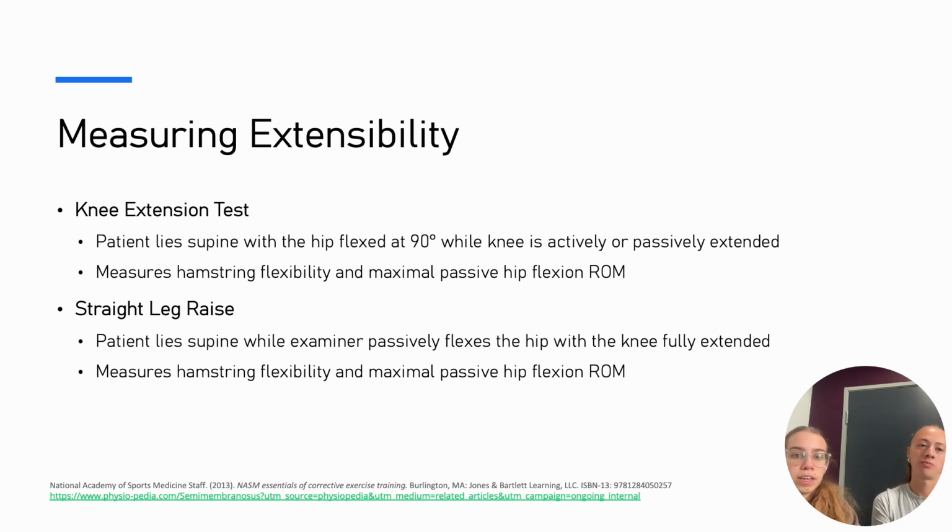To measure extensibility of the semitendinosus, there's two different tests that you can do: the knee extension test and the straight leg raise test. For the knee extension, the patient is lying on their back with the hip bent to 90 degrees. Then the knee is straightened either by the patient or the examiner, and this helps to see how flexible the hamstrings are and how much range of motion is in the hip. In the straight leg raise test, the patient is also lying on their back, but the legs stay straight, and the examiner lifts the leg up, and this also looks at hamstring flexibility and the range of motion in the hip.